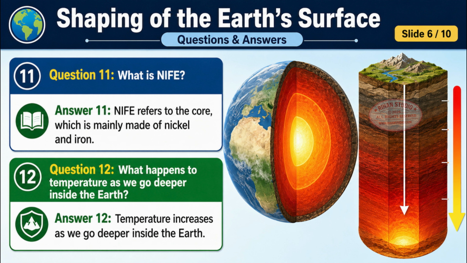Question 11. What is Nife? Answer 11. Nife refers to the core, which is mainly made of nickel and iron. Question 12. What happens to temperature as we go deeper inside the Earth? Answer 12. Temperature increases as we go deeper inside the Earth.